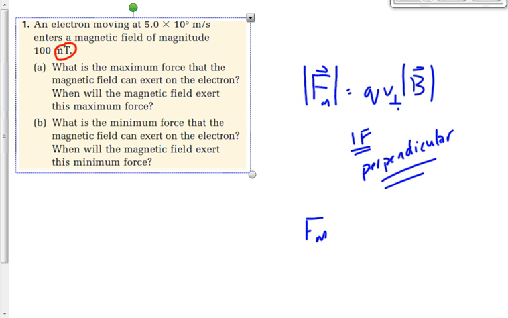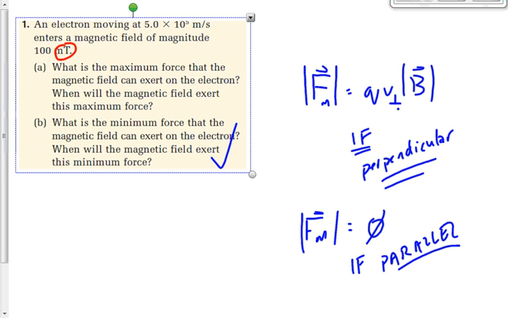If the magnetic field is parallel to the way the particle is moving, then what's the value of the magnetic force? You guys remember that one? No. 0. All right, we can answer question B there pretty quick then. What's the minimum force? It doesn't get any smaller than 0, right? The minimum force acting on a charged particle moving through a magnetic field is 0 newtons if the particle is moving parallel to the field.